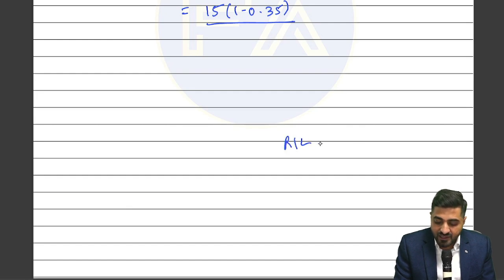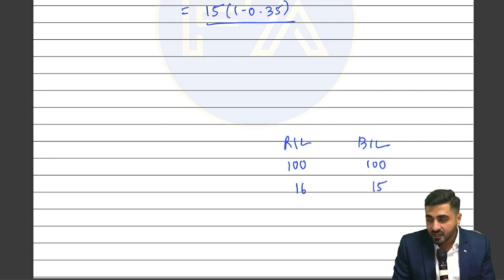There is RIL, there is our company. Now, RIL has issued face value 100, coupon rate is 16%. I am issuing face value 100, coupon rate is 15%. At the very first instance, you would buy the debenture of RIL, na? Why? Because RIL is offering you a higher rate.